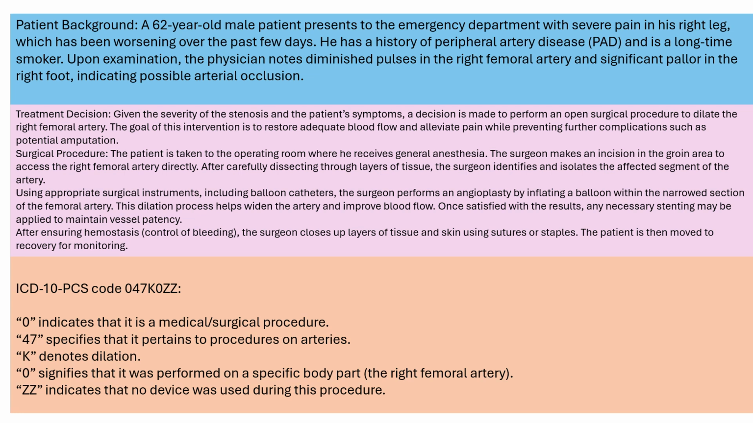ICD-10 PCS code 047K0ZZ. 0 indicates that it's a medical surgical procedure. 47 specifies that it pertains to procedures on arteries. K denotes dilation. 0 signifies that it was performed on a specific body part, the right femoral artery. And ZZ indicates that no device was used during this procedure and there is no qualifier.